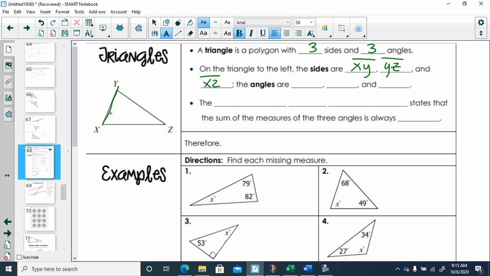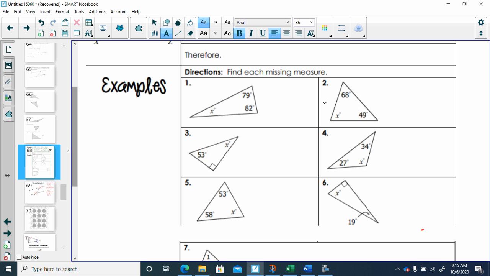Now, what about the angles? In this case, the X can represent only this one angle. So I'm going to call this angle X. These are the vertices. Angle Y and angle Z. Okay? The sum of angles theorem for a triangle states that the sum of the measure of the three angles is always 180 degrees. And I just showed that to you.